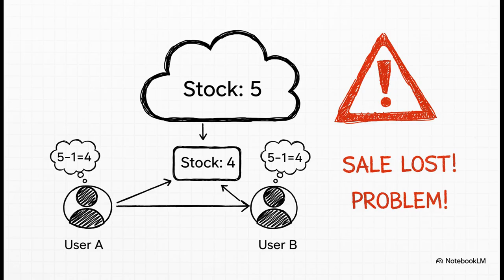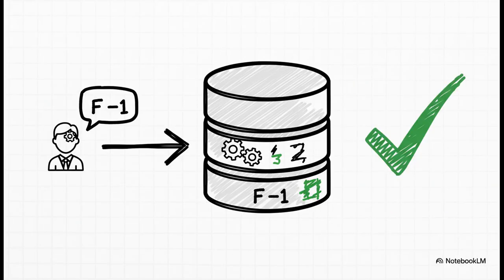Okay, here's a classic web developer nightmare. You need to decrease the number of items in stock. What happens if two people click buy at the exact same moment? They both read the stock as 5, they both calculate that 4 is the new value, and they both save 4 to the database. You just sold an item you didn't have. That's a race condition, and it's bad news. The solution is so elegant.